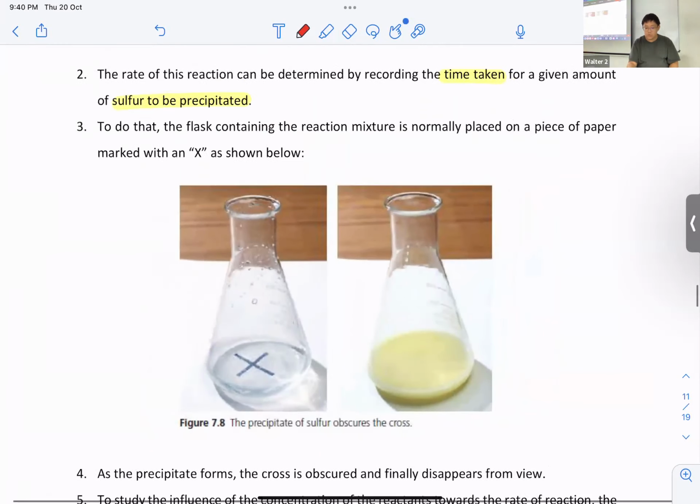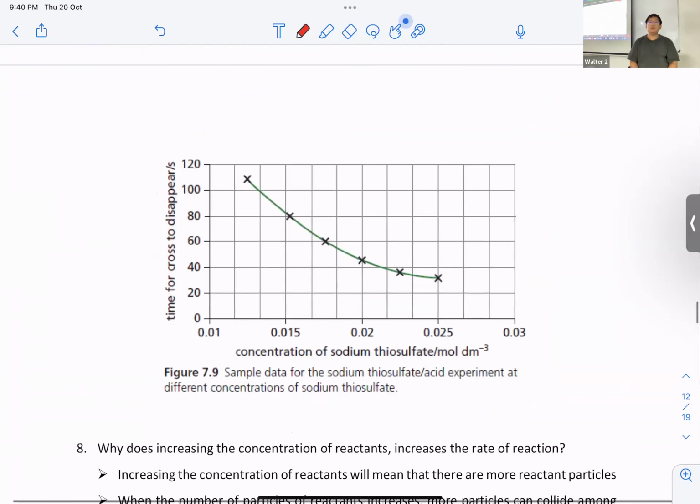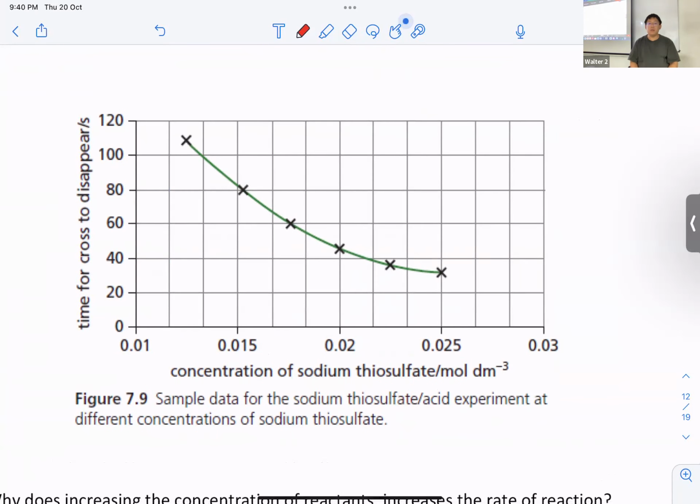So if you were to plot the graph of time taken for the X to disappear against the concentration of sodium thiosulfate, you realize that as the concentration of sodium thiosulfate increases, the higher the concentration, the lesser time taken for the X to disappear. And that means that your rate of reaction will increase. That's it. Do you see that?